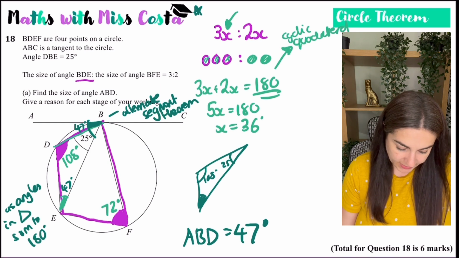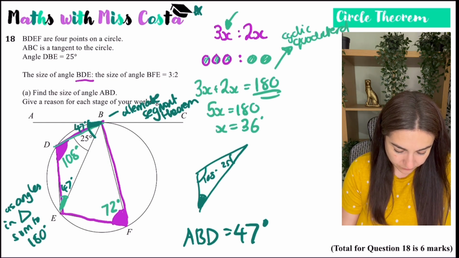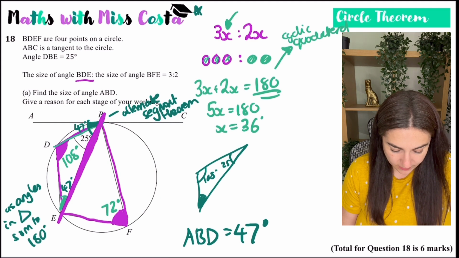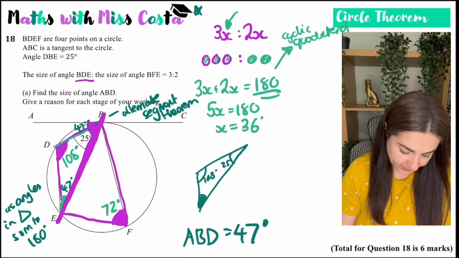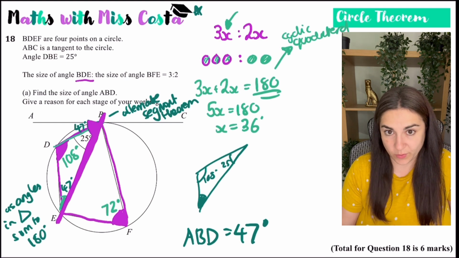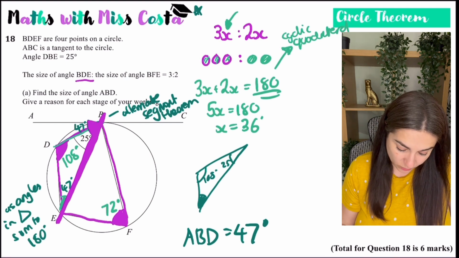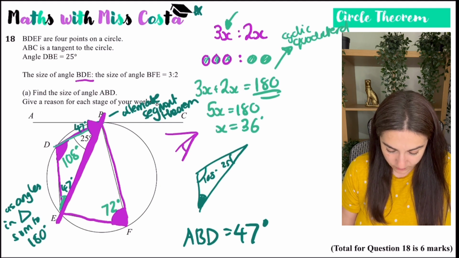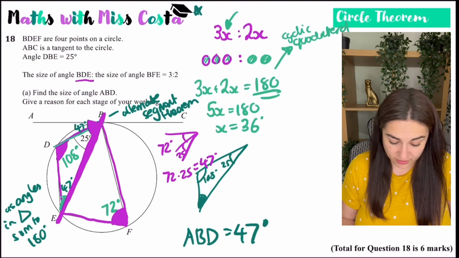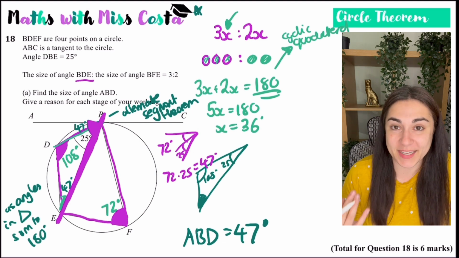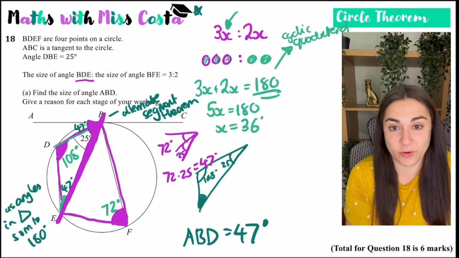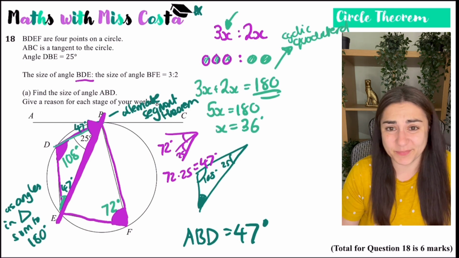Another way you could have done it is, you know that this is a chord as well. The angle between the tangent and the chord is equal to the angle in the alternate segment, so all of this must equal 72. So you know that this angle, 25 degrees, and this must sum to 72 degrees. So 72 take 25 is 47. That's another way you could have done it. There are loads of other ways, but essentially the alternate segment theorem and cyclic quadrilateral are the key circle theorems that would have been used here, and hopefully they make sense.